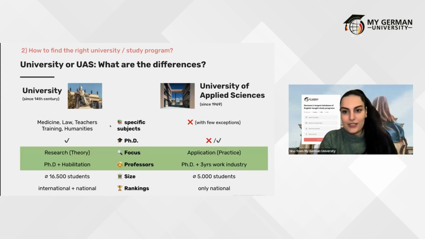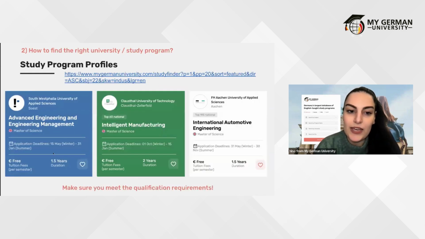Briefly about the university landscape in Germany. In Germany, there are universities and universities of applied sciences. What I want to mention now is that usually programs offered by universities are more research and theory oriented. Universities of applied sciences usually have application and practice oriented programs. But again, going back to my previous slide, always check the program details itself, because there could be exceptions on both sides.